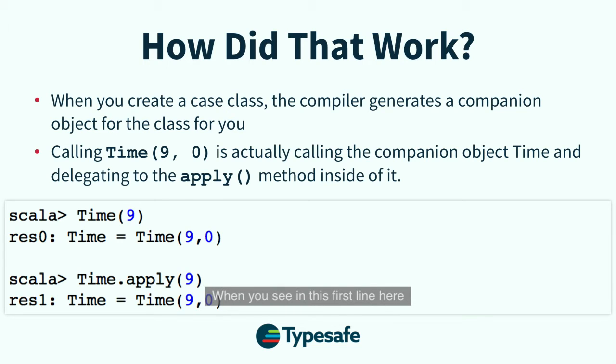When you see in this first line here that we are calling Time with a 9, the term that we're using is actually the companion object Time, and then delegating to the apply method with whatever parameters were provided. That apply method then calls the constructor for Time and creates a new instance of a Time class, which is held in res0. You could do the exact same thing by explicitly calling the apply method, as you see in the next line.